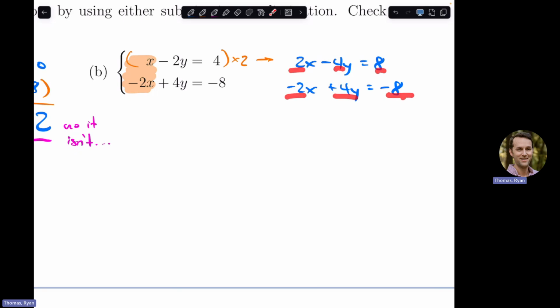They're all the same, but with opposite signs, right? And if we add these together, because they've got opposite signs, 2x plus negative 2x would be 0. Negative 4y plus 4y would also be 0. 8 plus negative 8 would also be 0. We get 0 equals 0.